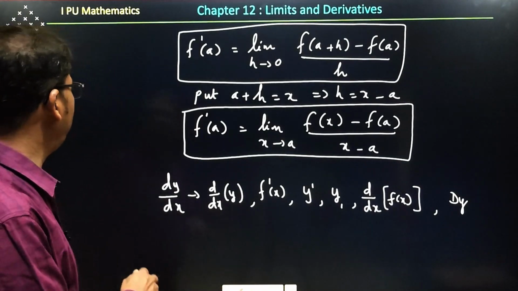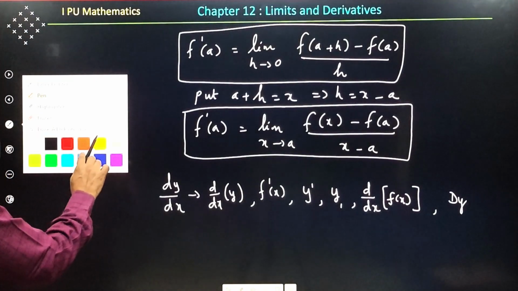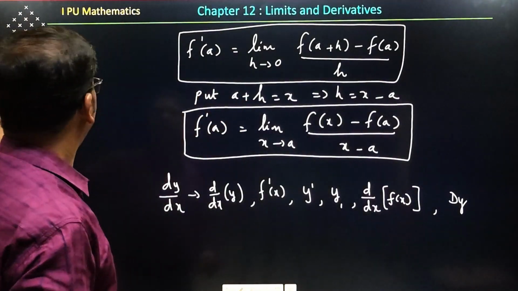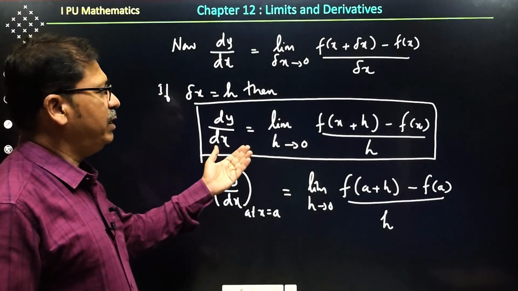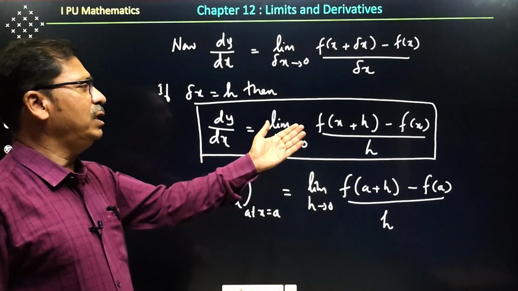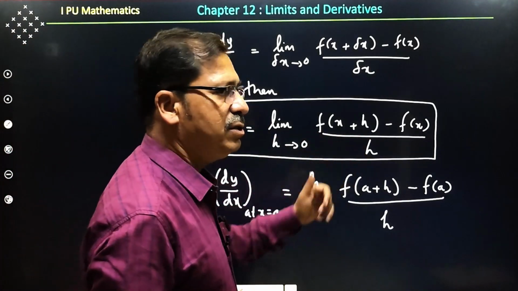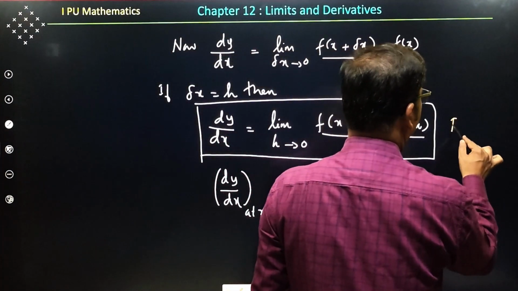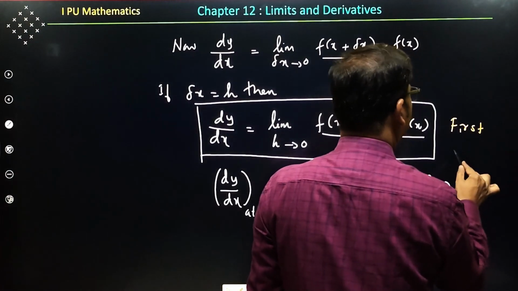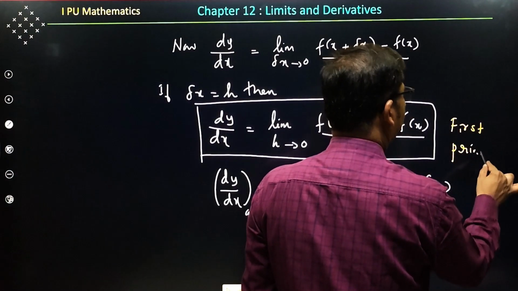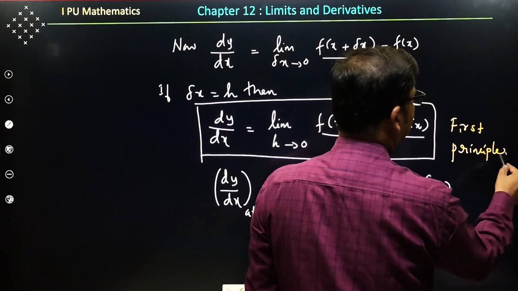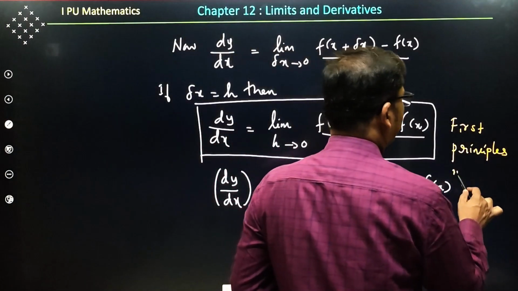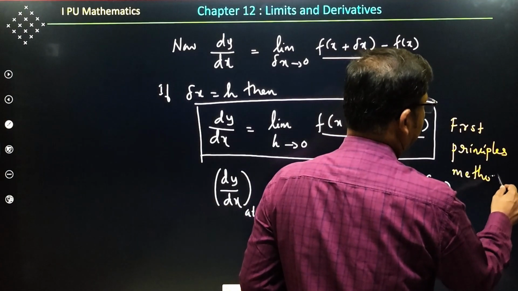And one more thing I would like to introduce at this stage itself. Finding the derivative of the function by this method, dy by dx equal to limit h tends to 0 of f of x plus h minus f of x divided by h, using this formula, is called the first principles method. Finding the derivative of the function by using this procedure is called the first principles method.